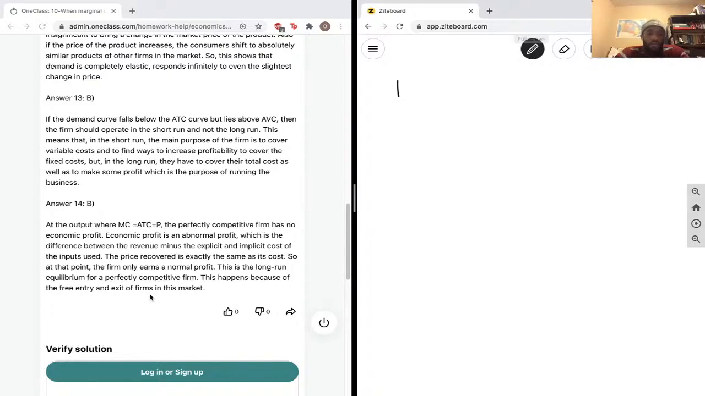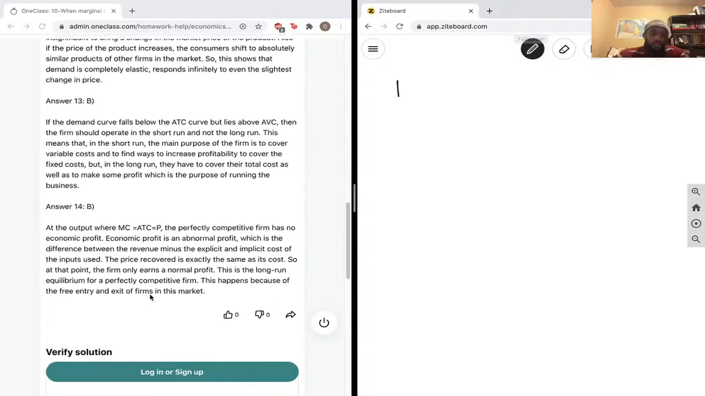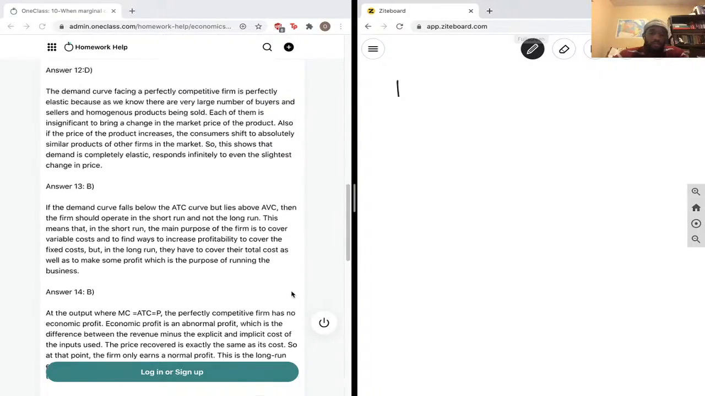Economic profit is an abnormal profit, which is the difference between revenue minus explicit and implicit costs of the inputs used. The price recovered is exactly the same as the cost, so at that point the firm only earns a normal profit. This is the long run equilibrium for the perfectly competitive firm. This happens because of free entry and firms exiting the market.